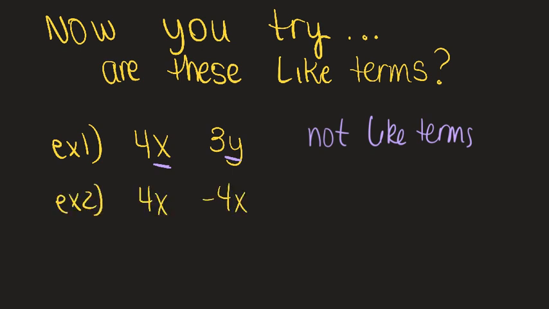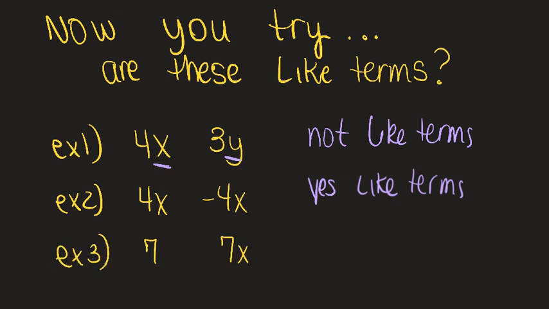Question 2. 4x and negative 4x, are those like terms? Type in your answer. The answer is yes, those are like terms. They both have the same variable. This has an x, this has an x. It doesn't matter that these guys don't match. All we care about are, do the letters match, do the variables match? So yes, like terms.